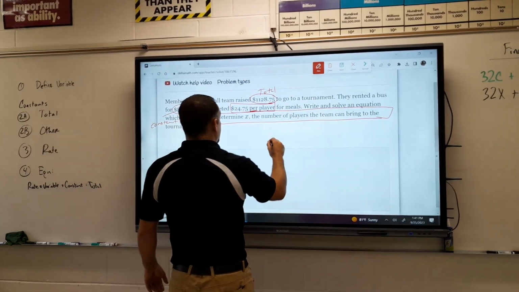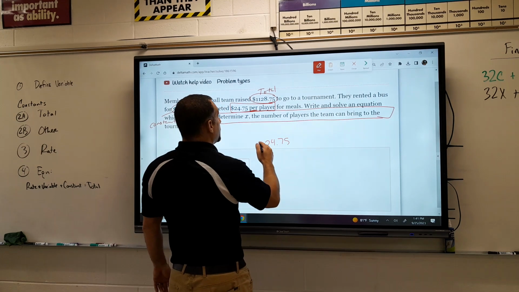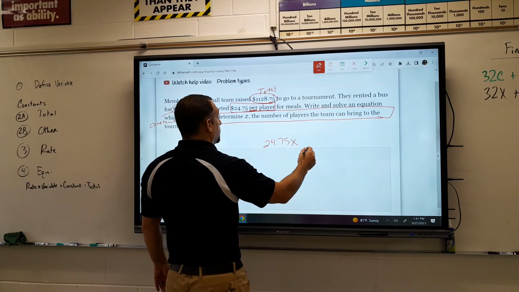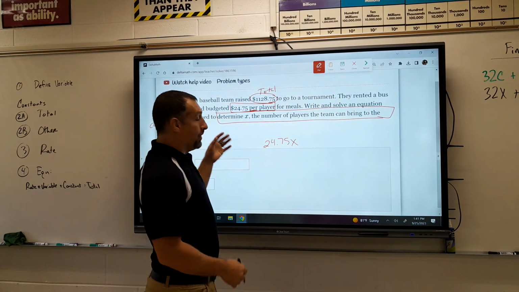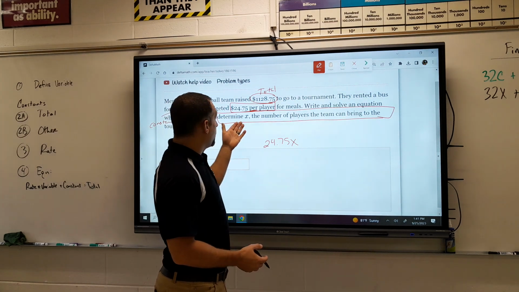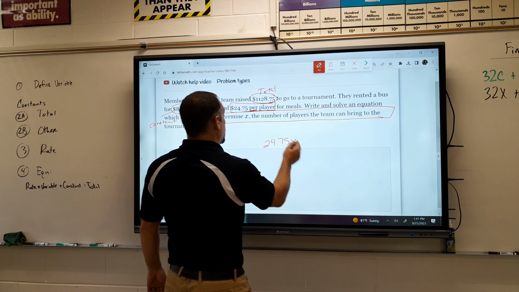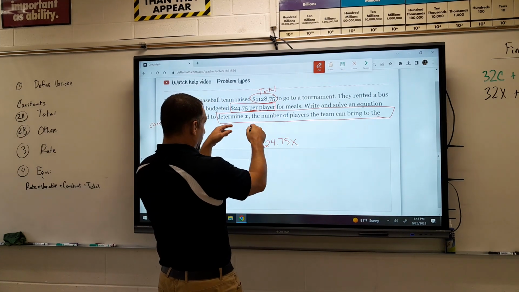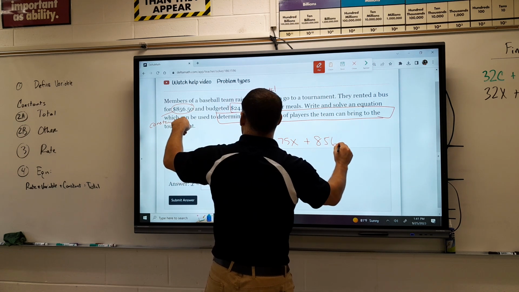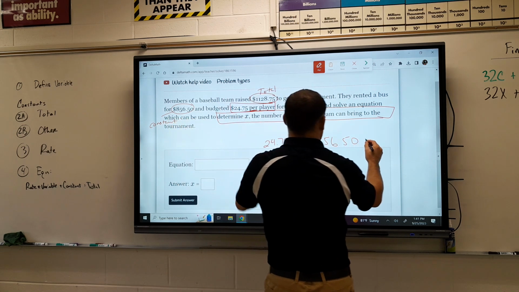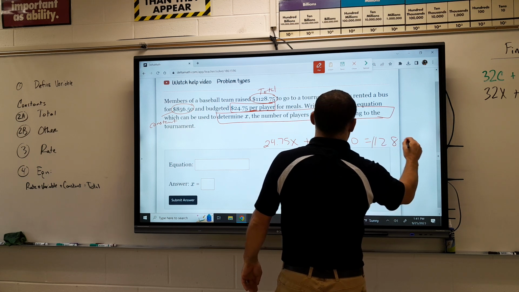So it's the rate, 24.75 per player, which X is the number of players. Notice how they're together, 24.75 per player, and the variable goes with it, and it says the variable is X, the number of players per team, or players the team can bring. So those two things will go together if you read them, they go together. And then we add our constant, 856.50, and that equals 1128.75.